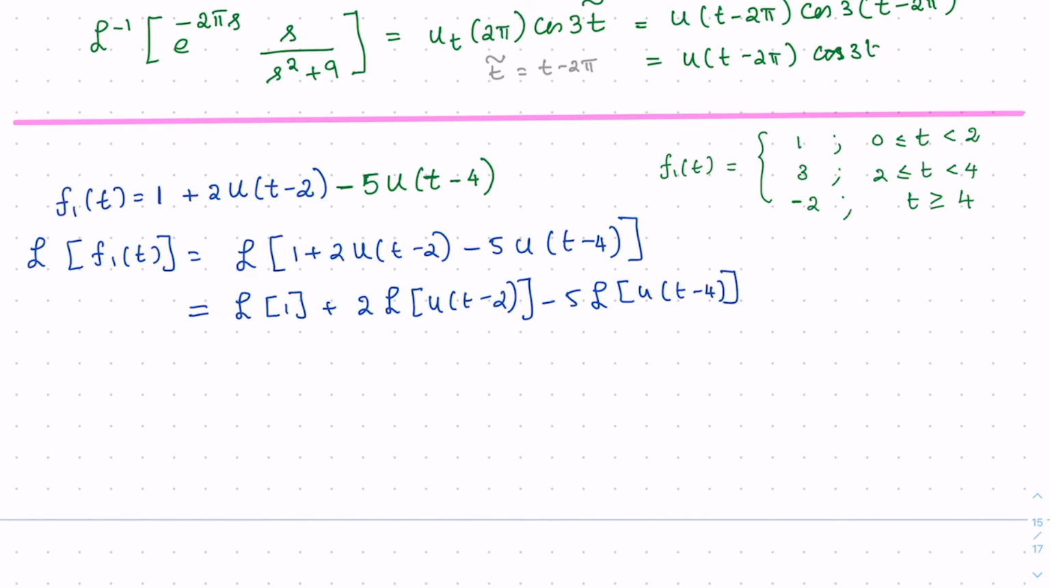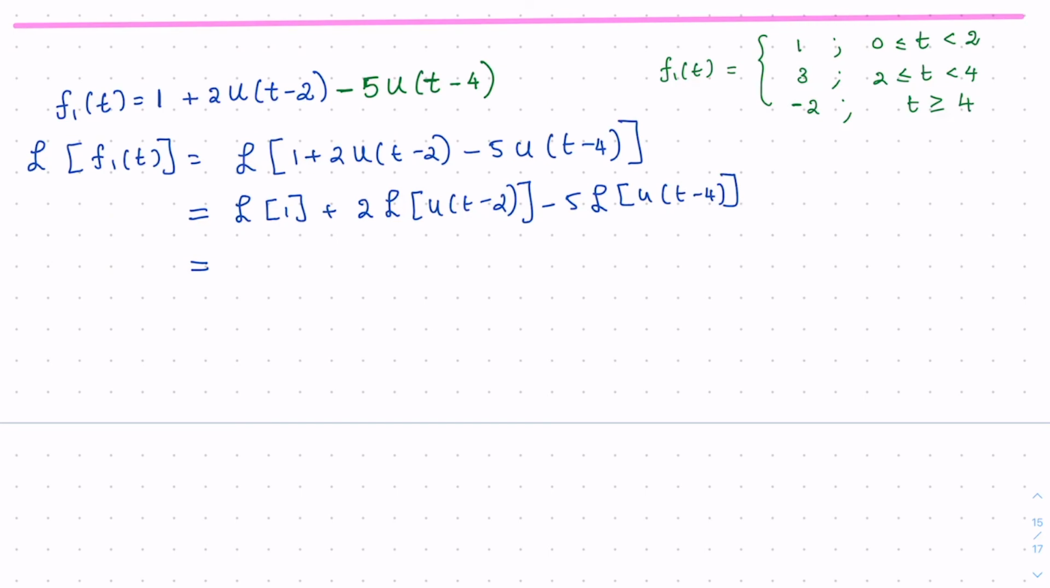And if we do that, then we are going to have 1 over s plus 2 times e to the negative, no, negative times negative is positive, so it's going to be e to the negative 2s times Laplace of 1, which is 1 over s, minus 5 times e to the negative 4s. The whole thing is divided by s. So we can do it this particular way, and it'll work fine.